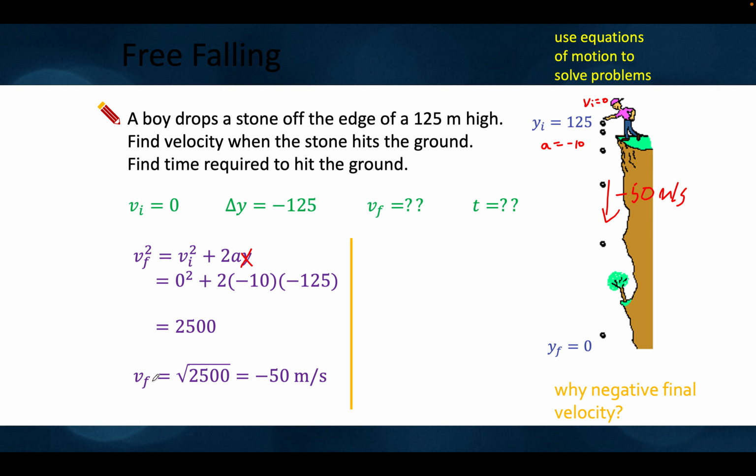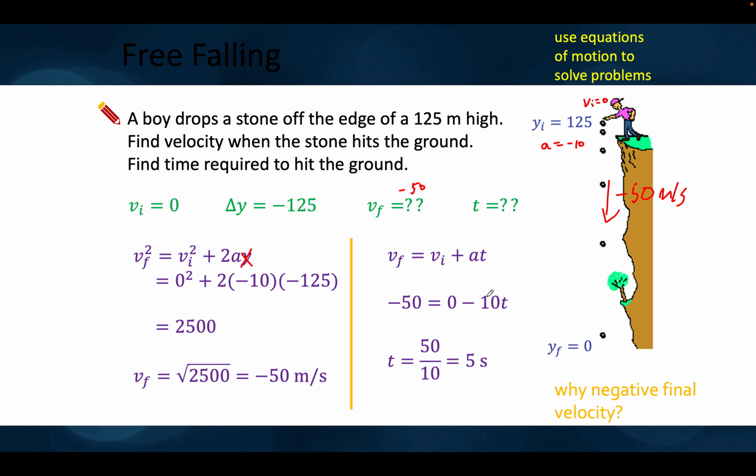Now that I know my Vf, I can find the time. I have my Vf now, which is going to be minus 50. I have my x. I could choose another formula. Which formula can I use? I can start with the first formula, the easy one. Vf equals Vi plus At. My Vf was 50. My Vi was 0.